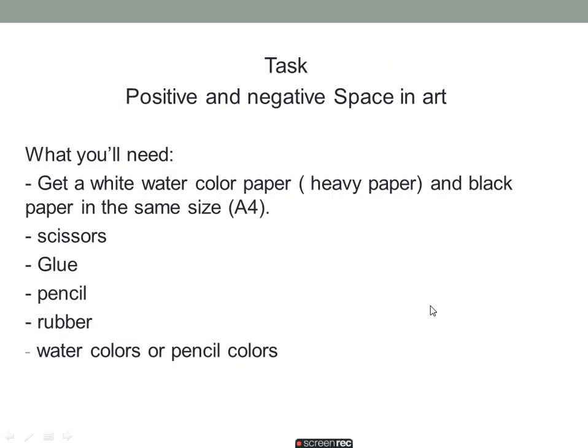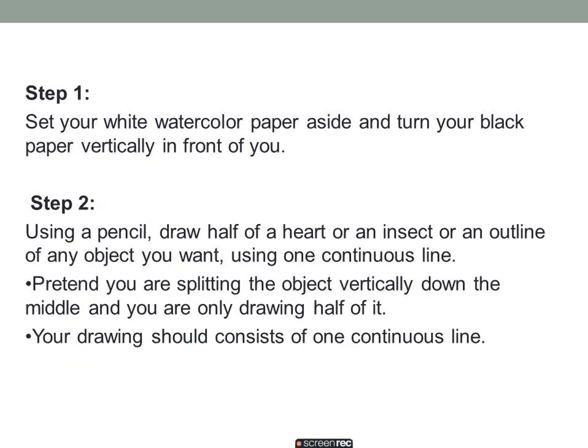Our task for this lesson is about positive and negative space in art. What we'll need for this task is a white watercolor paper, which is a heavy paper, and a black paper in the same size, which is A4 size. We need scissors, glue, a pencil, an eraser, and watercolors or pencil colors.